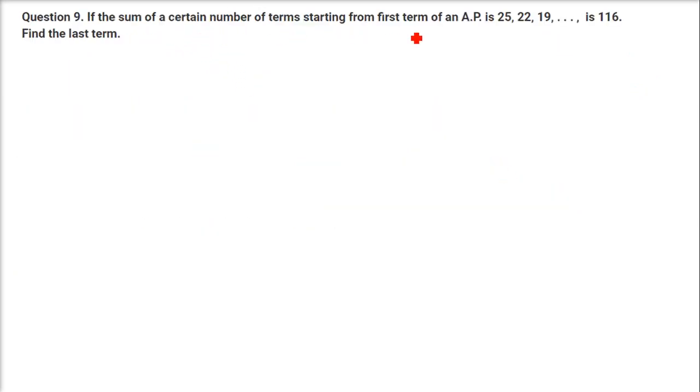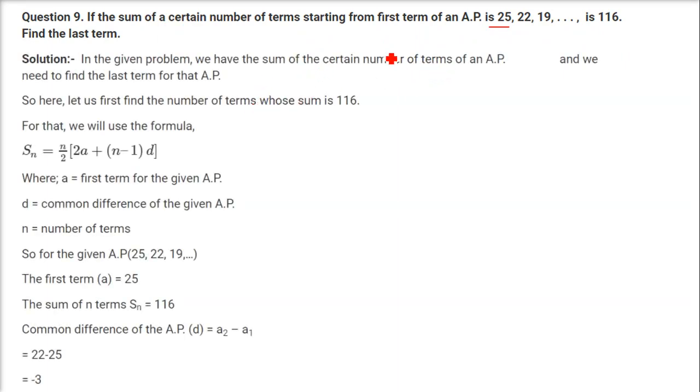Find the sum of a certain number of terms starting from the first term of this series. If the sum is given as 116, find the last term. So here again we'll use the same formula. The sum is 116, which is n by 2 into a plus l, but because the sum is given, I can't use a plus l directly. But because we are given the series, the first term is also already given.